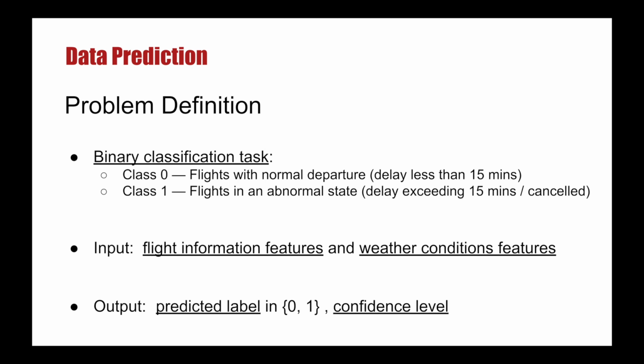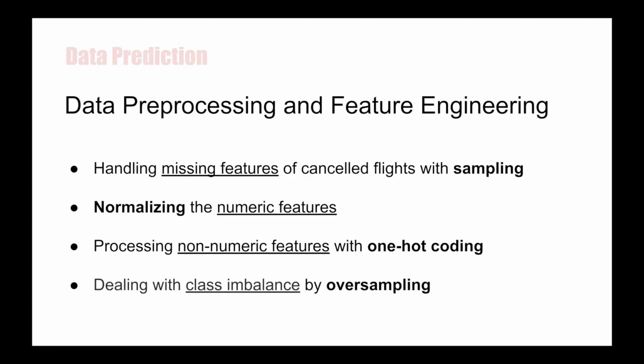Flights that depart on time or experience a delay of less than 15 minutes are labeled as Class 0. Flights that are delayed more than 15 minutes or cancelled are labeled as Class 1. Considering convenience, we use easily accessible weather facts and flight information available on the boarding pass as the input features. In the output section, the model will provide predicted classification results and a corresponding confidence level.